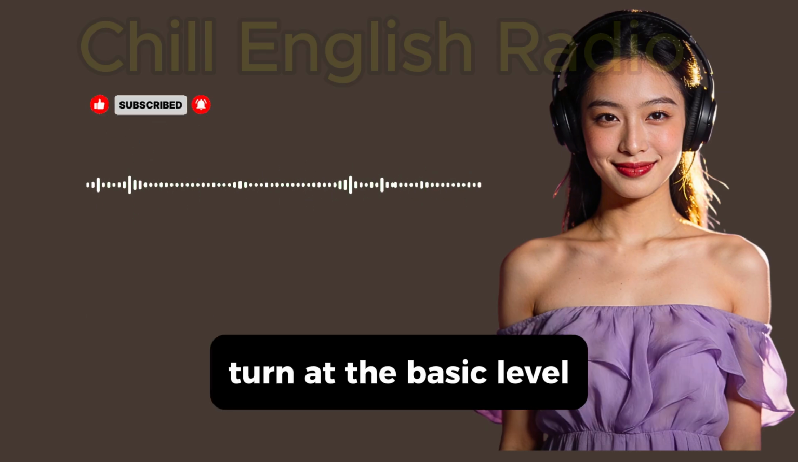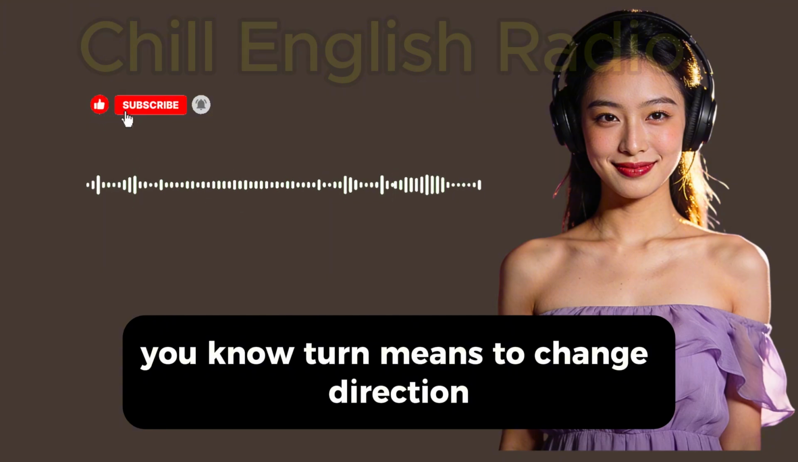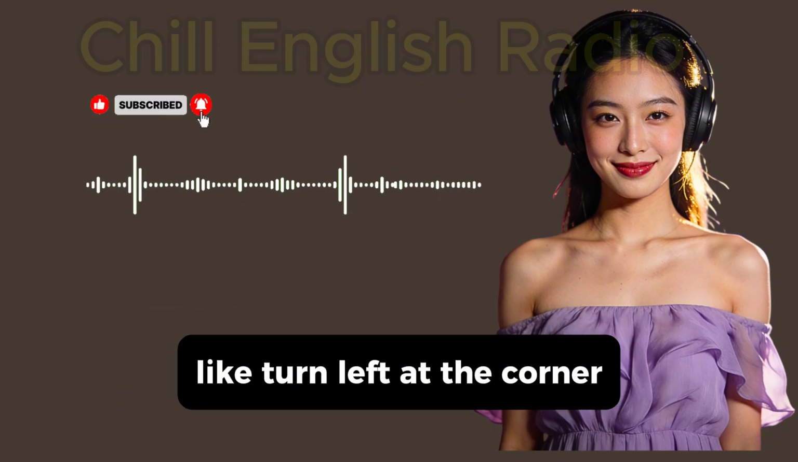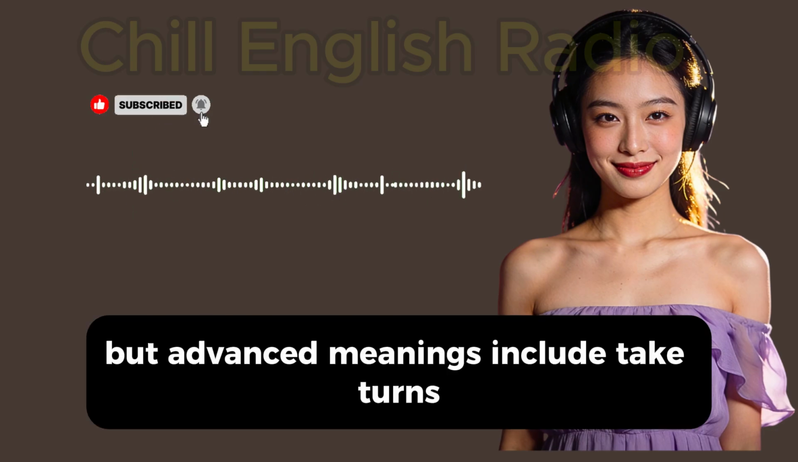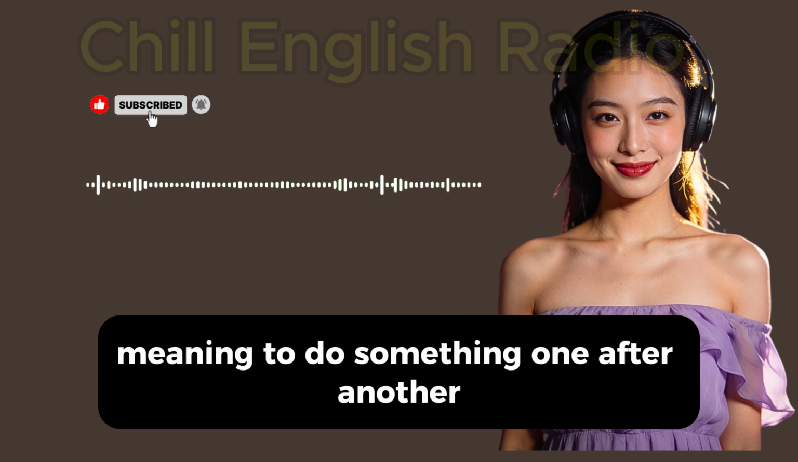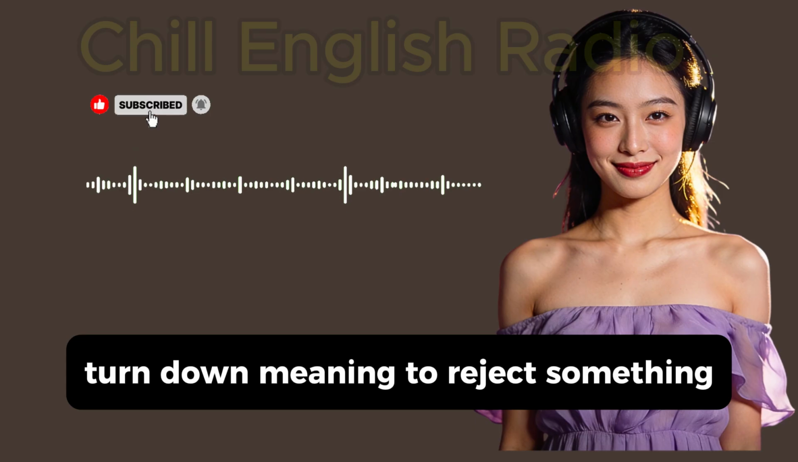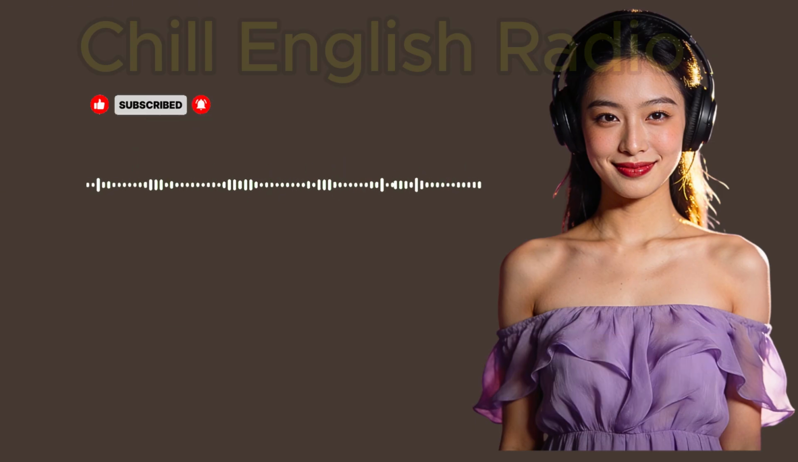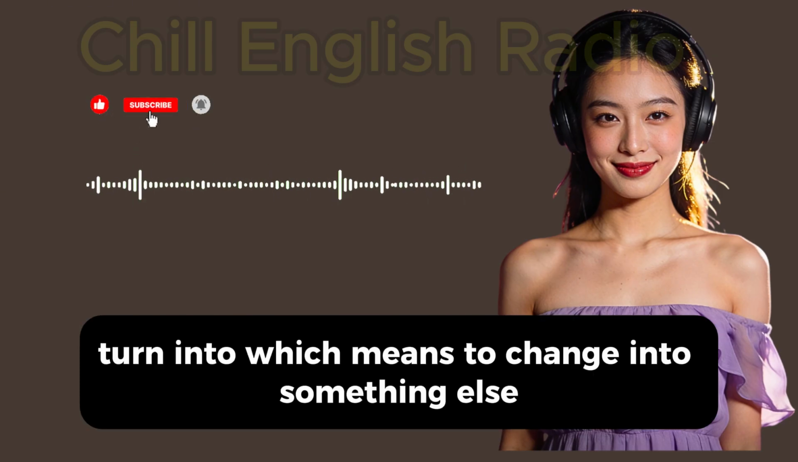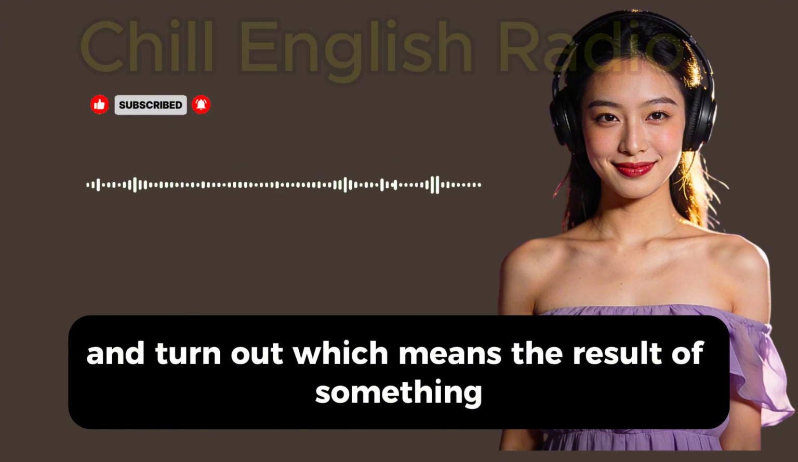At the basic level, you know turn means to change direction, like turn left at the corner. But advanced meanings include take turns, meaning to do something one after another. Turn down, meaning to reject something. Turn into, which means to change into something else. And turn out, which means the result of something.